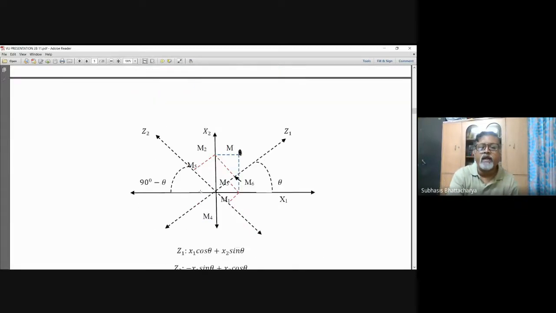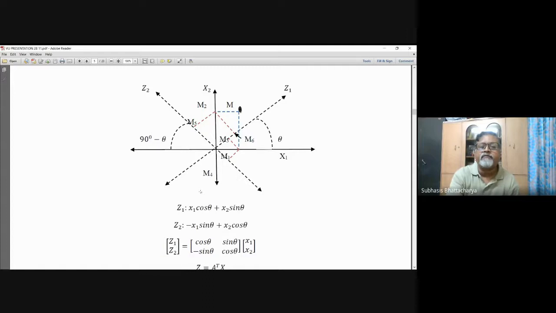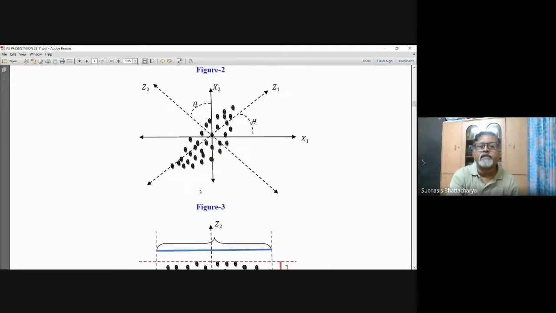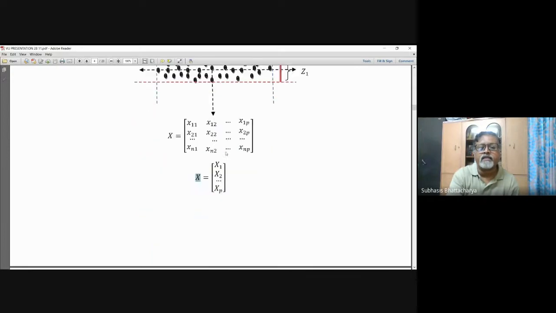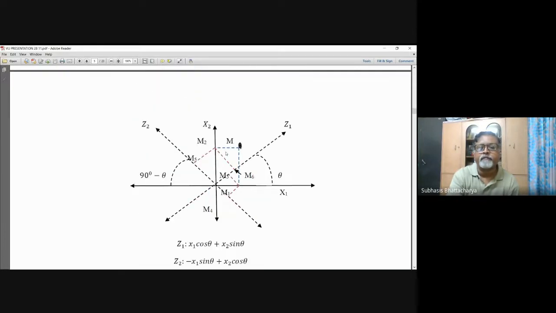So now again we consider figure number 2, this rotation figure. Consider the case of the two variables earlier, that is x1 and x2, and they are now converted by the theta angle, and you move to get z1 and z2. So look at the point M.